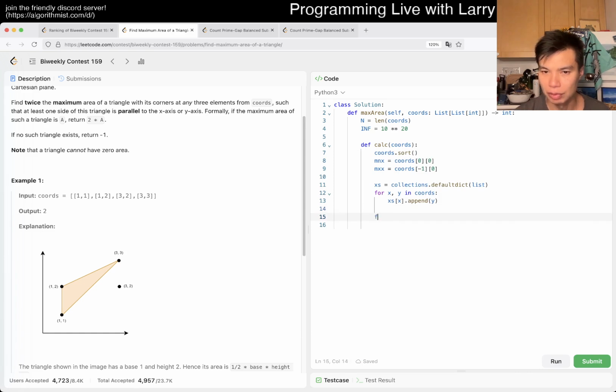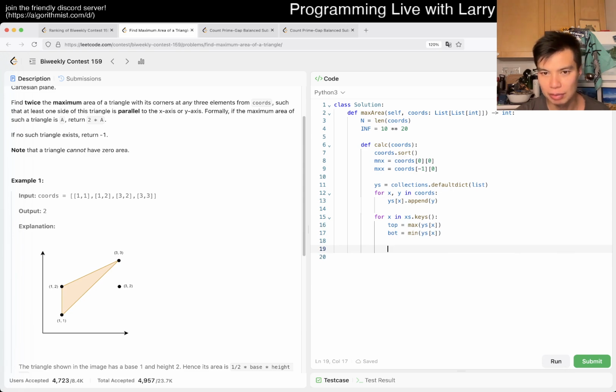And then now for x in the keys, we want the max of this because this returns the y's. So okay, that's why I got confused. This should be y's, maybe. So this is the top, so top is equal to this, bottom is equal to this. We could have done it here and it'll be slightly faster, but it's okay. And then now, okay, so that's the height.